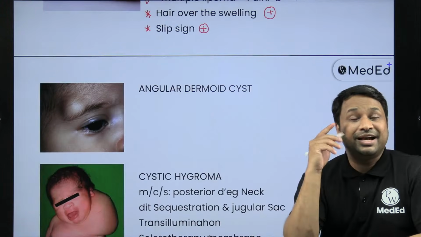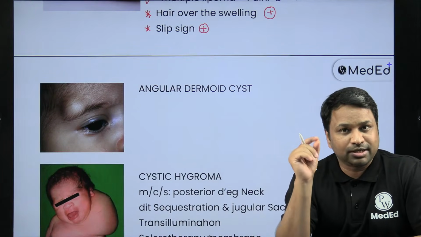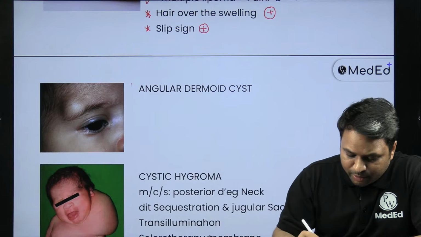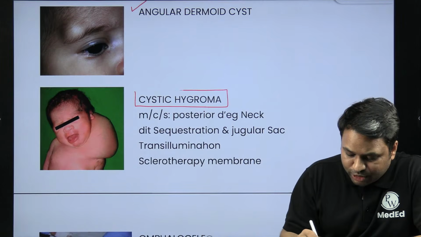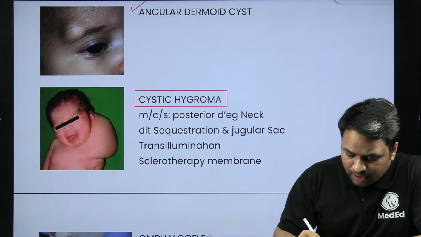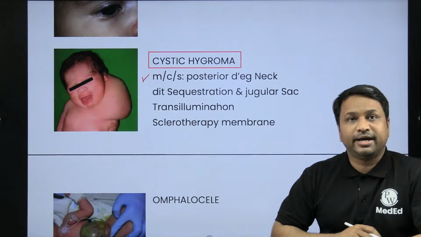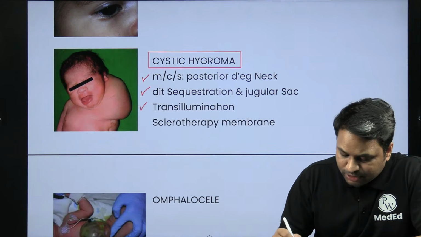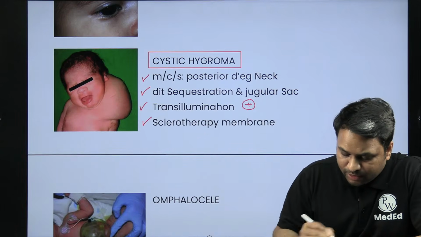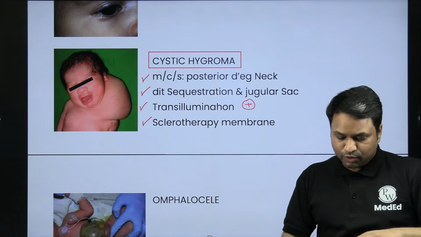If you see a swelling at the fusion of the bones, that is called the suture line, then it is going to be your angular dermoid. At the nape of the neck, if it is present on the posterior triangle, it is going to be cystic hygroma. The most common site is the posterior edge of the neck. It is due to the sequestration of the jugular sac. There is positive transillumination and sclerotherapy is the treatment of choice.